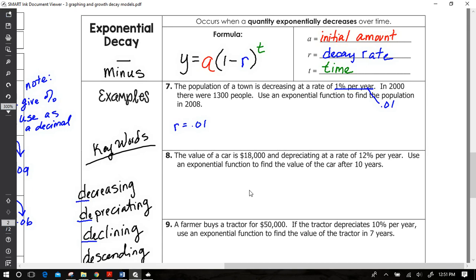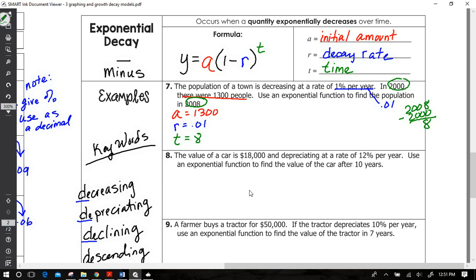In 2000, there were 1,300 people. So my A is 1,300. Use an exponential function to find the population in 2008. So from 2000 to 2008, how many years had passed? And the answer is 8. So I will use T equals 8.